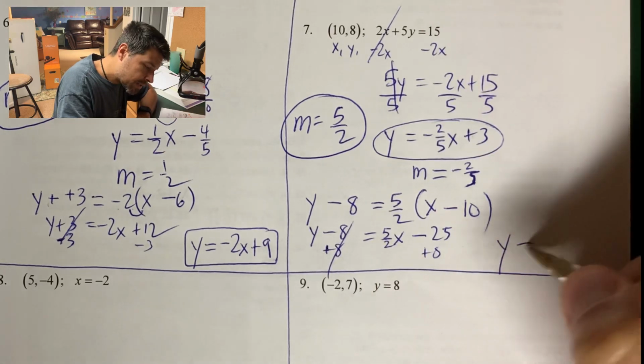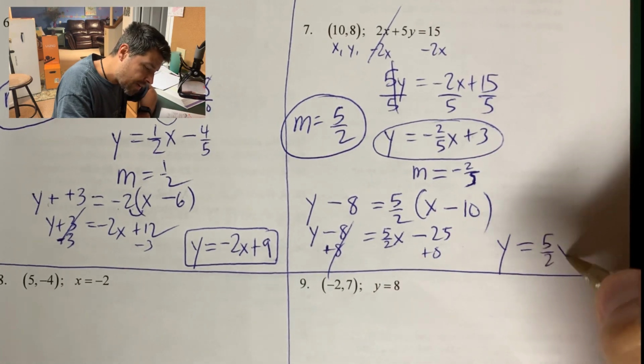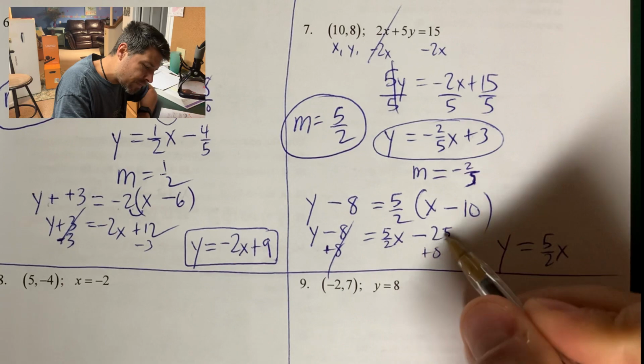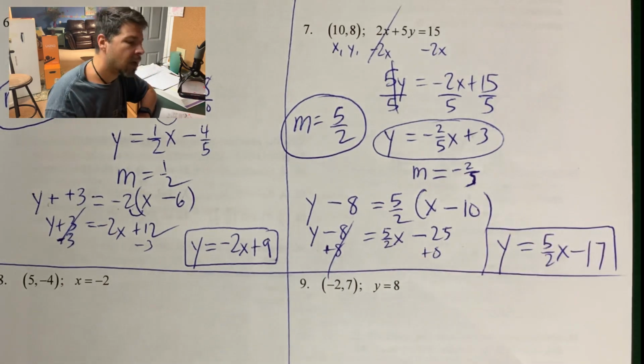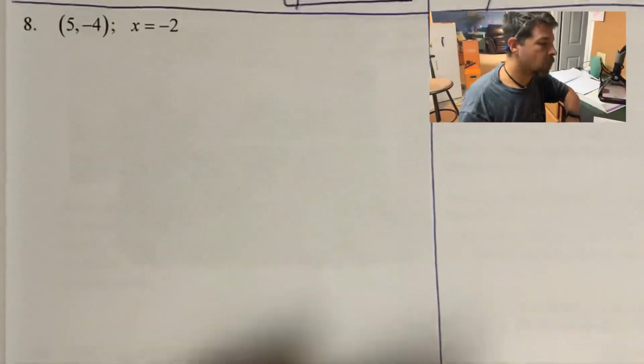So I'm going to write this as y equals 5 halves x. Negative 25 plus 8, be careful with this, is a negative 17. And there's my final answer. All right, couple more questions here to go.